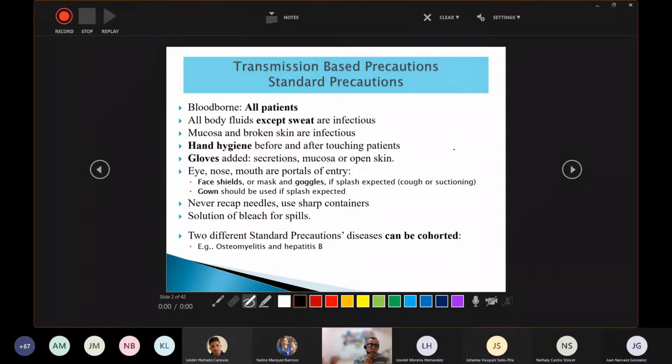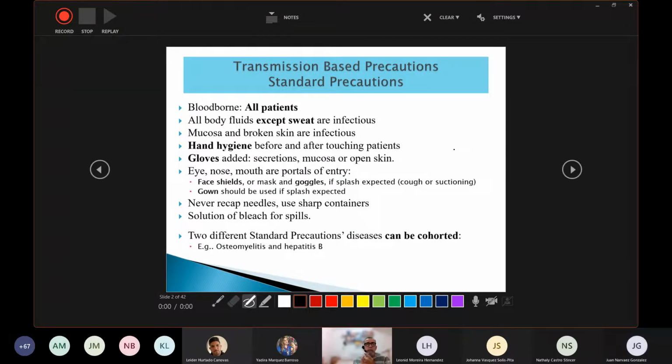Mucosa. So we talk about eyes, nose, mouth, genitals, anus. So if you are administering a suppository, if you are introducing a nasogastric tube, if you are administering eye drops, you are doing mouth care, etc., you anticipate you are going to be touching mucosa and you need to wear gloves.